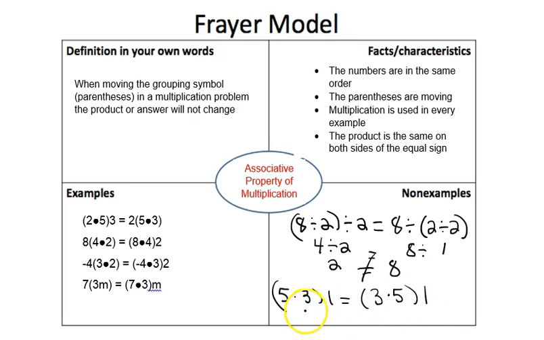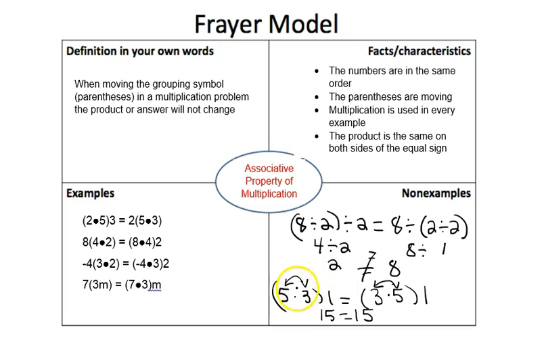Notice our numbers are not in the same order. 5, 3, 1, 3, 5, 1. What happened here is that the 5 and the 3 changed location. So yes, we do have the same answer on both sides of the equal sign, or the same product. This would be 15 equals 15, but it's not associative property because the grouping symbols did not move.